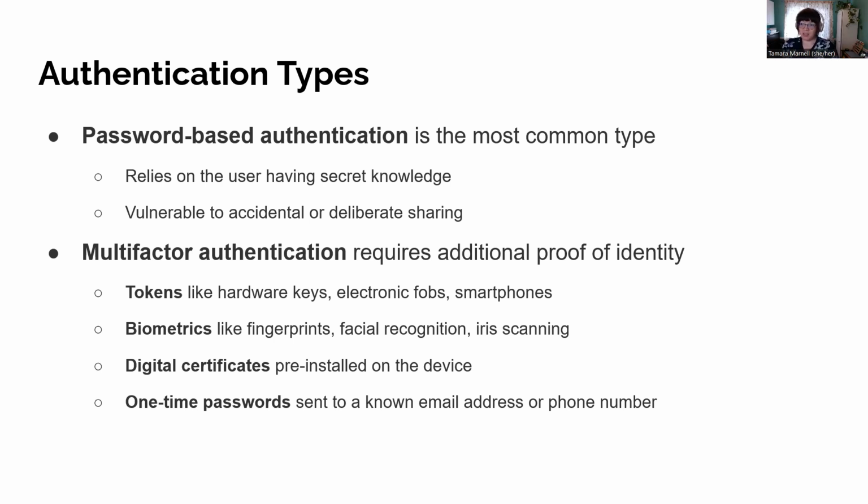So the password-based authentication is the original one that most people are familiar with, most commonly. And it relies on the user having secret knowledge of this password. So it's literally what it says. What is the password? Like, you may pass if you give me the word that only you are supposed to know. This is vulnerable to accidental or deliberate sharing. You might accidentally share it by typing the password into a phishing website, or by using the same password for multiple systems, and then one of those systems gets compromised.